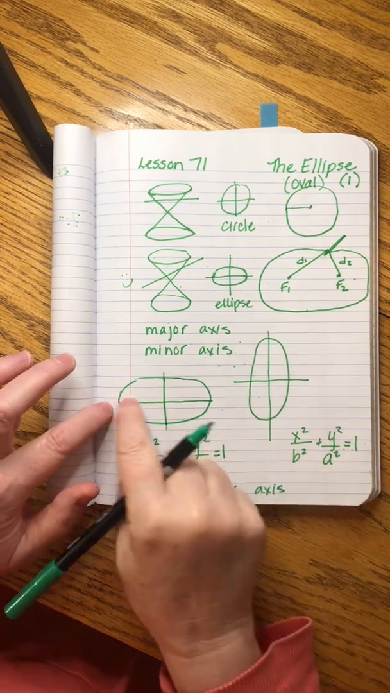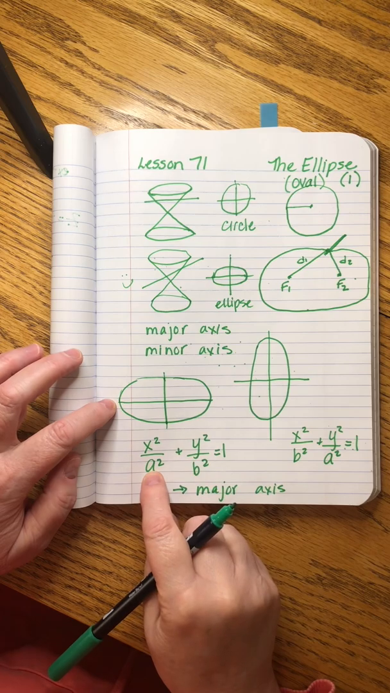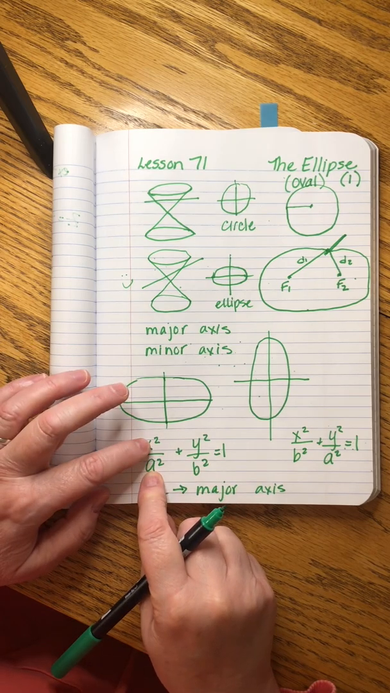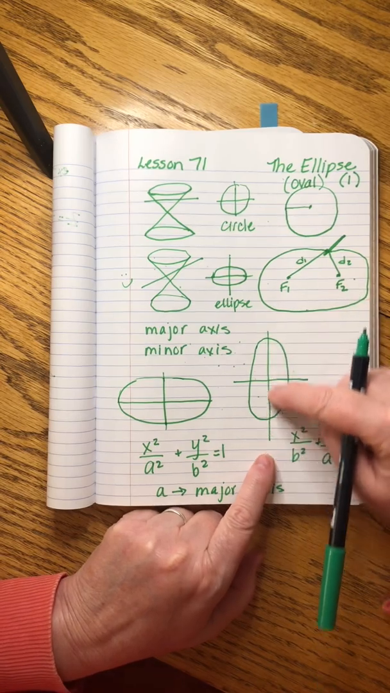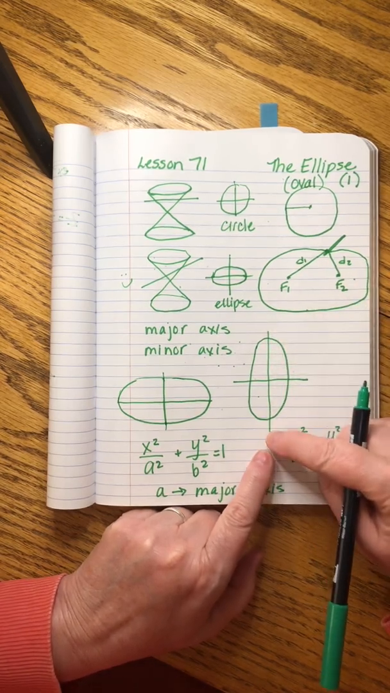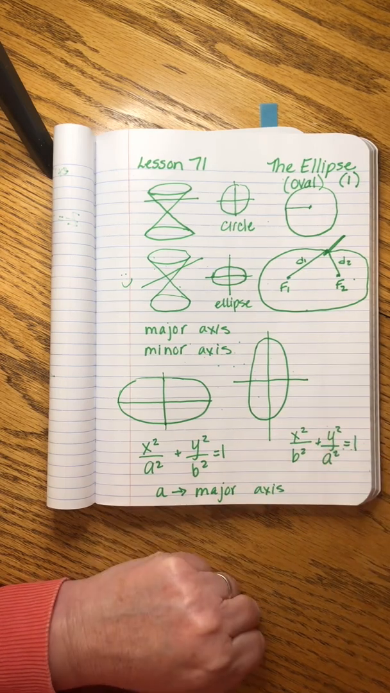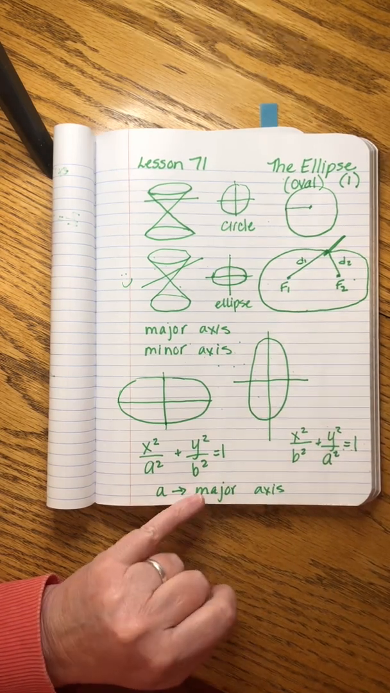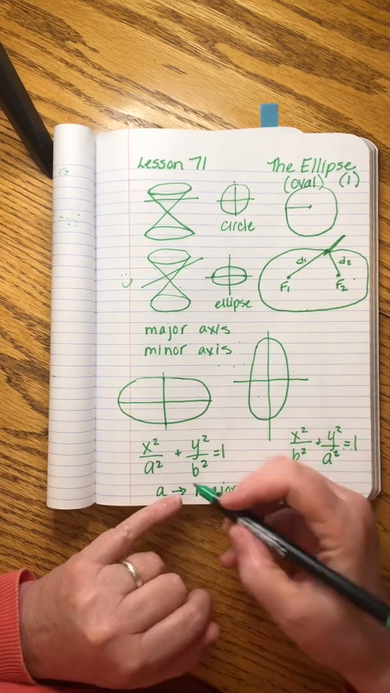Okay, so here, this is the x-axis, and that's the longer one. So it gets the A as its denominator. And over here, the y-axis carries the long part of the ellipse. So that means the A is associated with the y value. Okay, so that's how you can tell. The A always goes with the major, which makes sense because major has an A in it.